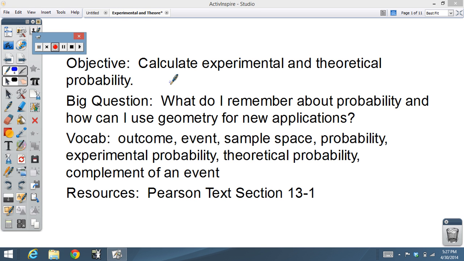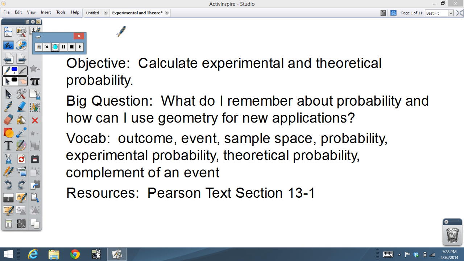Hello everybody. Chapter 13, we're going to be getting into some probability stuff. As I told a couple of the classes, we're going to be going through this fairly quick. So some of this, and especially these first couple sections, is stuff that I'm sure you've done before. You probably remember it from way back in middle school, maybe even before.